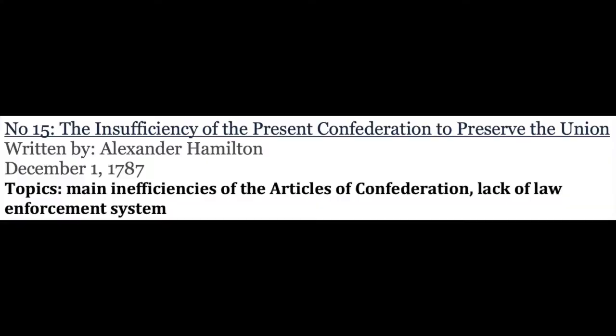Today's Friday. We're going to end the week with Federalist number 15, titled The Inefficiency of the Present Confederation to Preserve the Union. It's written by Alexander Hamilton, December 1st, 1787. Topics include main inefficiencies of the Articles of Confederation and the lack of a law enforcement system. And also, I guess this is another topic that's a little off base, but trying to figure out the relationship between the federal government and the state government.